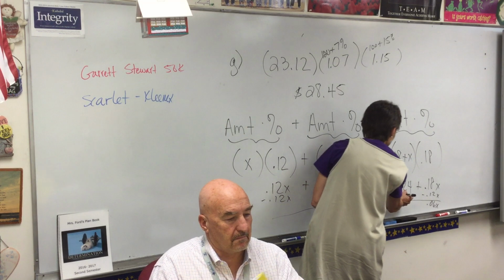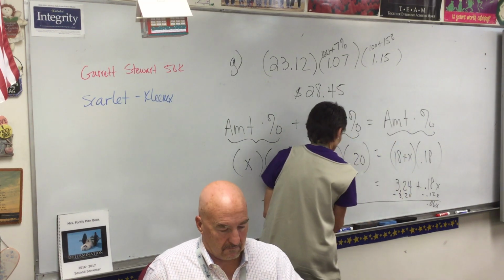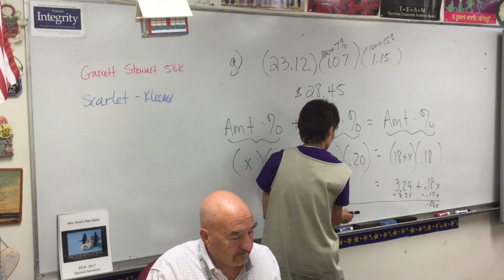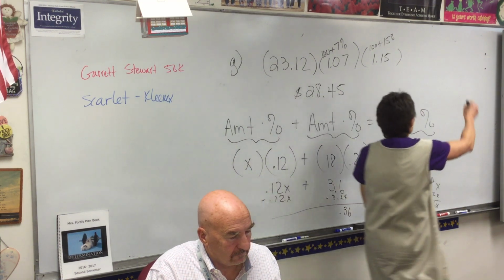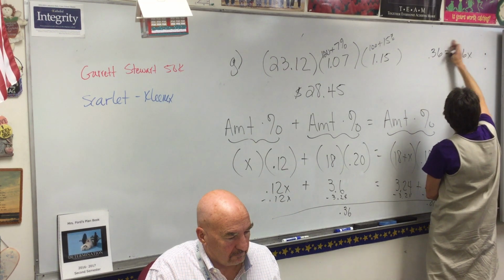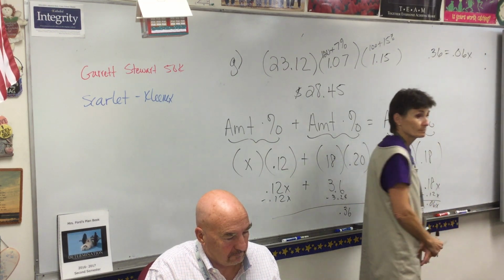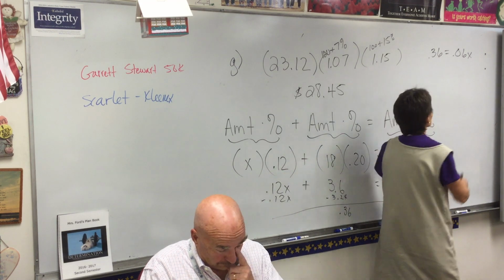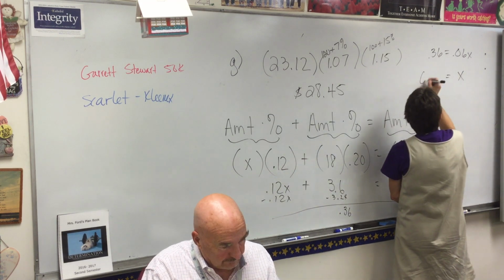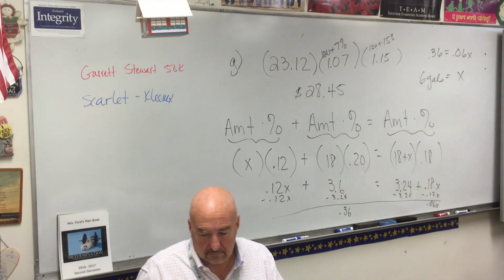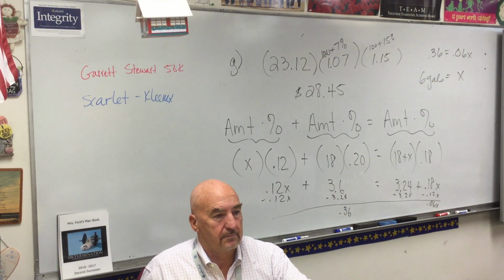Now I got to bring this guy over to here. So again, you can use your calculator. So I have 0.36 equals 0.06x. Is that what you have? And then I will divide. And my answer is 6 gallons. It's going to take 6 gallons to make that happen.